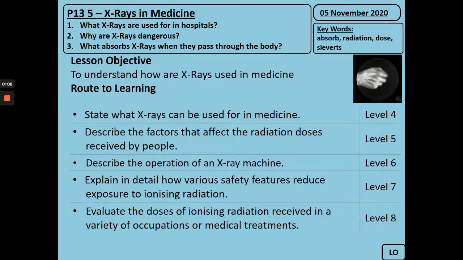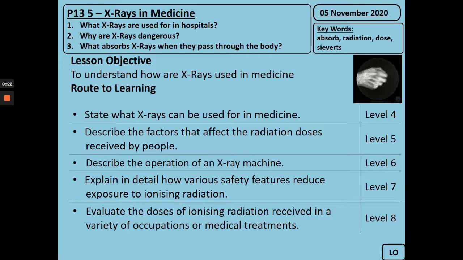Okay, so if you can write the title, X-rays in medicine. What we are looking at today is to understand how X-rays are used in medicine. State what X-rays can be used for in medicine. Describe the factors that affect the radiation doses received by people. Describe the operation of an X-ray machine.